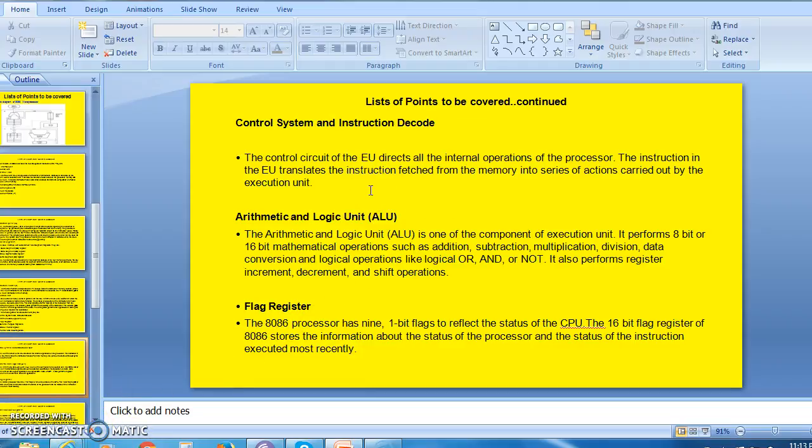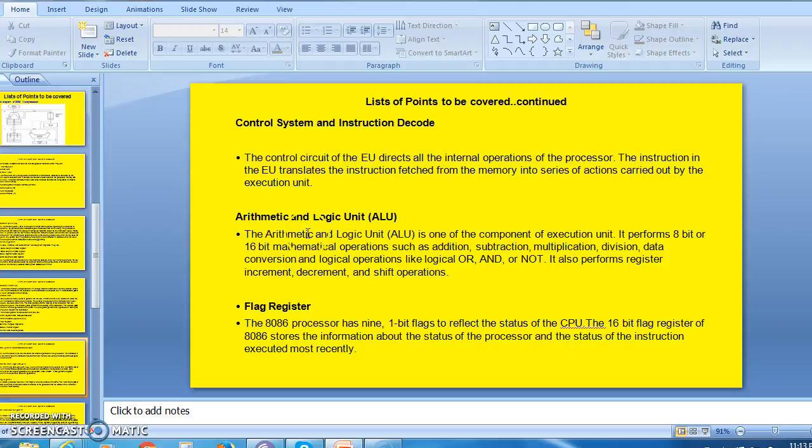Now let us see what is the purpose of instruction decode. As I told just now, it is used to translate the instruction fetched from the memory into a series of actions carried out by the execution unit.